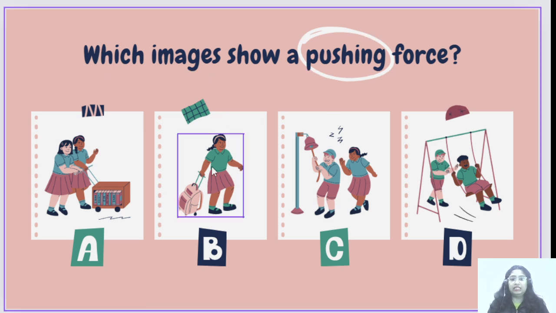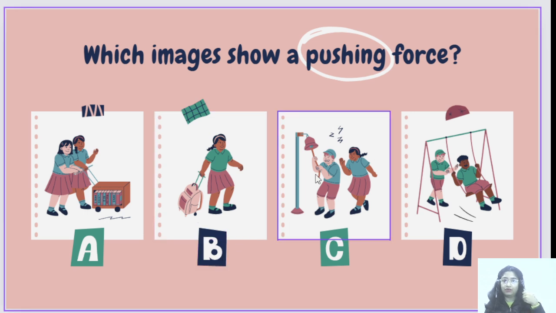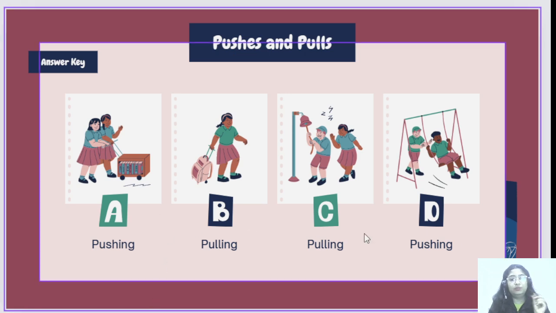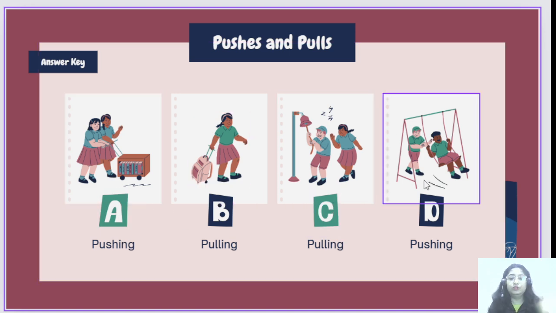So here you can see this girl is pulling her bag. So this is the pulling force, right? And this boy is also pulling the bell, the thread of this bell. So this is also a pulling force. So options B and C are the pulling force and options A and D are the pushing force, right? So when we are closing a door or opening a door, what do we do while closing the door? We push it, and while opening a door, we pull it towards us, right?